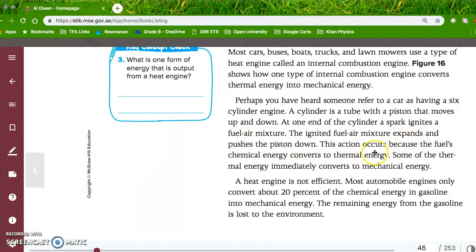This action occurs because the fuel's chemical energy converts to thermal energy. Some of the thermal energy immediately converts to mechanical energy. A heat engine is not efficient. Most automobile engines only convert about 20% of the chemical energy in gasoline into mechanical energy. The remaining energy from the gasoline is lost to the environment.